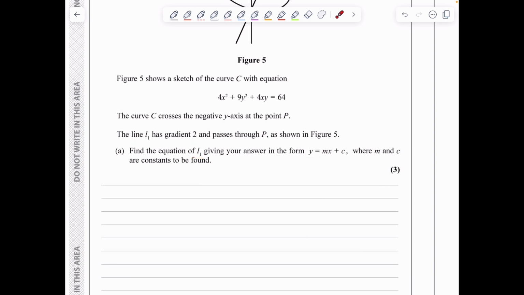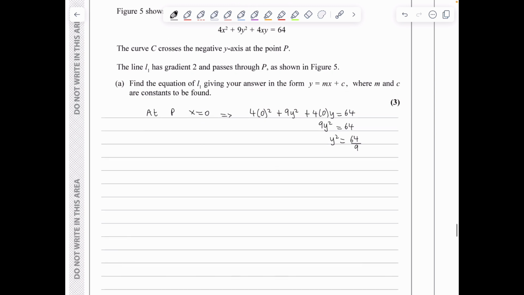So I will start from the fact that at P we've got a cut on the y-axis, which means that x is 0. I will be substituting, so 4 times 0 squared plus 9y squared plus 4 times 0 times y is 64, leading to 9y squared is 64, and therefore y squared is 64 over 9. Now to find y, I will simply take the plus minus square root of 64 over 9. So this is giving me plus minus 8 over 3.